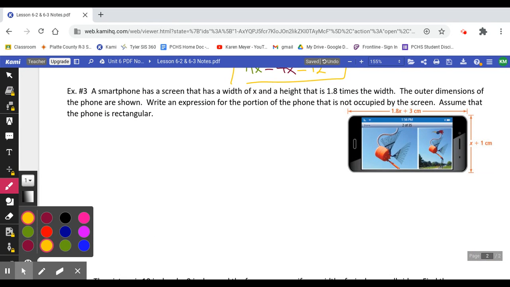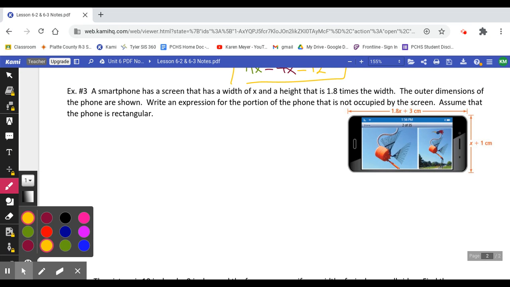Okay, on the word problems, right here we're given a picture of a cell phone, a smartphone. It says it has a width of x and a height that is 1.8 times the width. The outer dimensions of the phone are shown in the picture. The top is 1.8x plus 3. And on the side, they say it is x plus 1.